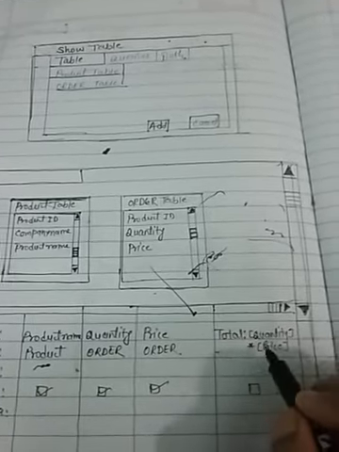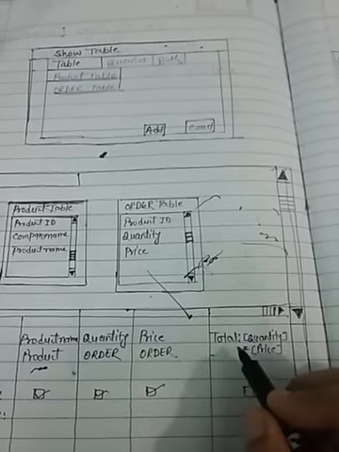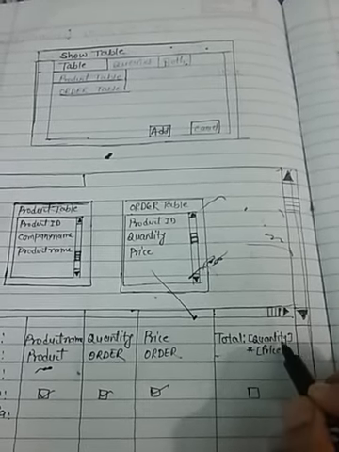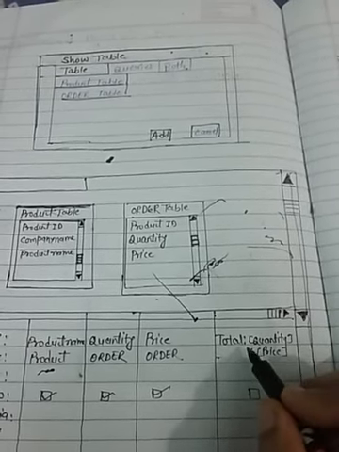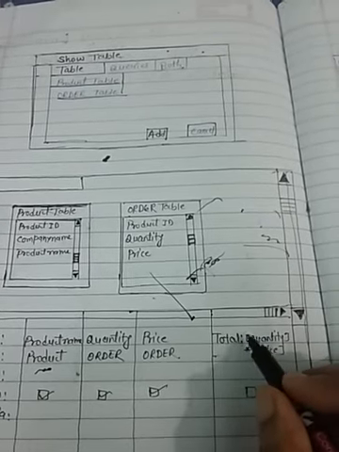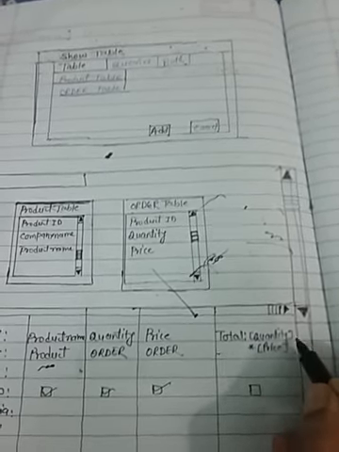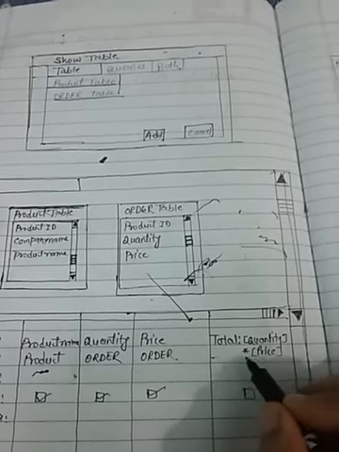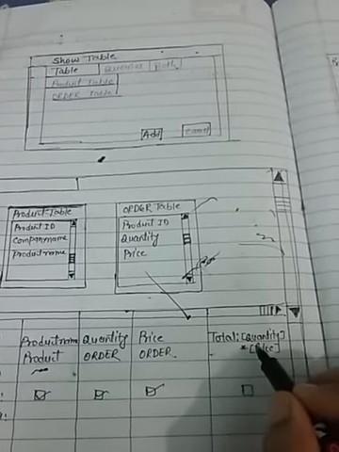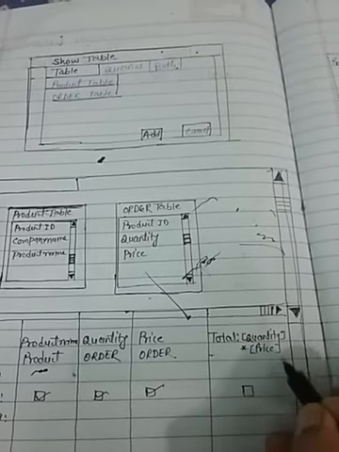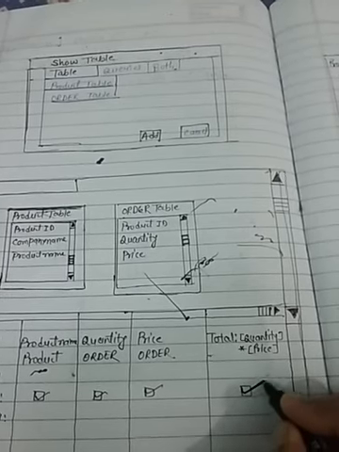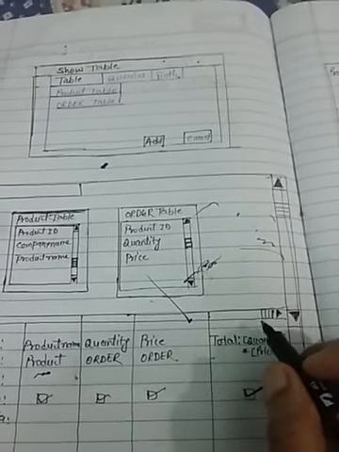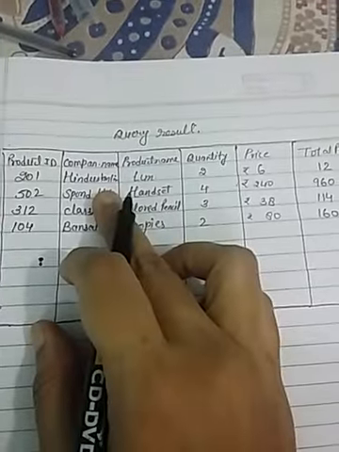After that, in this empty area you have to write Total colon Quantity into Price. This is the formula. Total with a colon, open the bracket, Quantity, close the bracket, into, we use the multiply operator, open the bracket, Price and close the bracket, and keep the check mark. When you click on the Run command, it will show the query result. This is the query result.